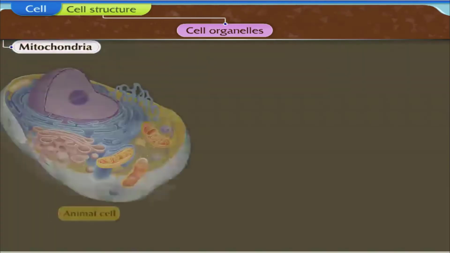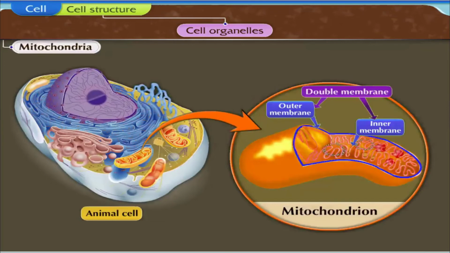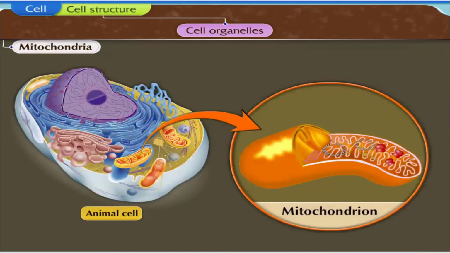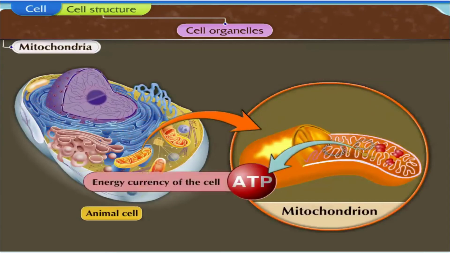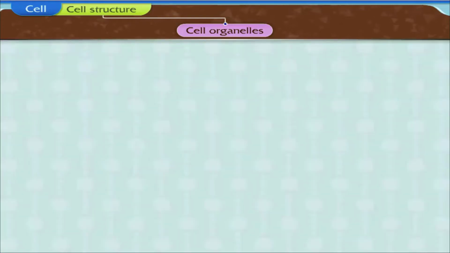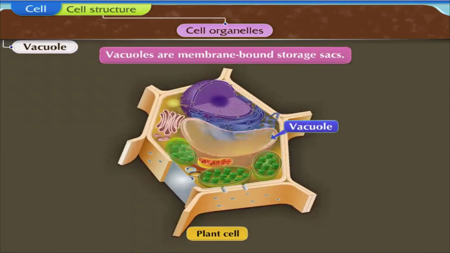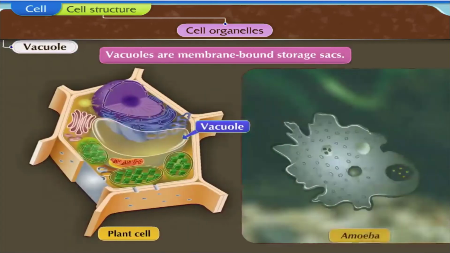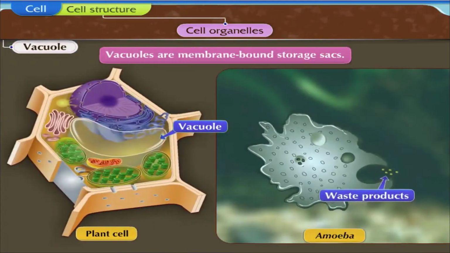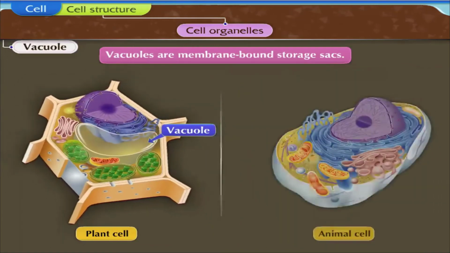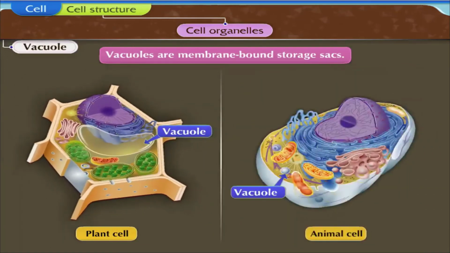Mitochondria. Mitochondria are double membrane bound organelles. They produce energy. Therefore, these organelles are also called the powerhouses of the cell. Vacuoles. Vacuoles are membrane-bound storage sacs. They help to throw out waste products of the cell. Vacuoles in animal cells are small, whereas there is only one large vacuole in a plant cell.